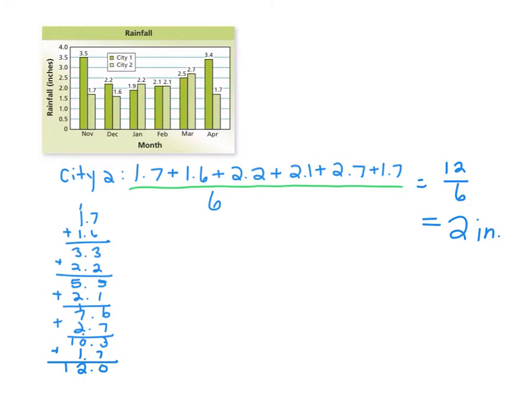So when we're going to compare these, the question, if you look back at what we were originally reading, said to compare the mean monthly rainfalls. So because City 1 had a 2.6 average rainfall, that means it had a greater average rainfall, or it had more rain falling each month.